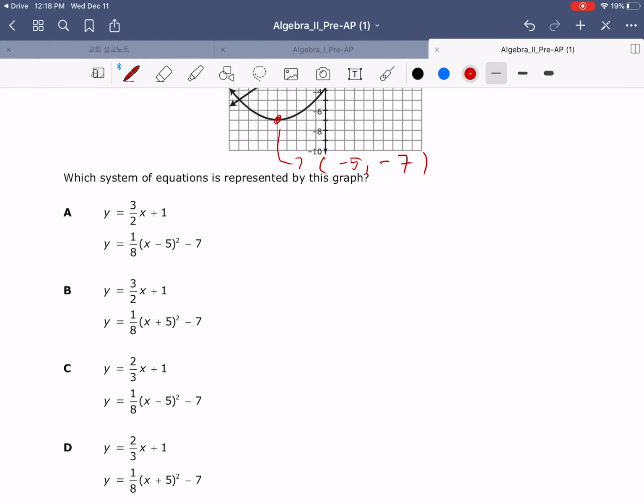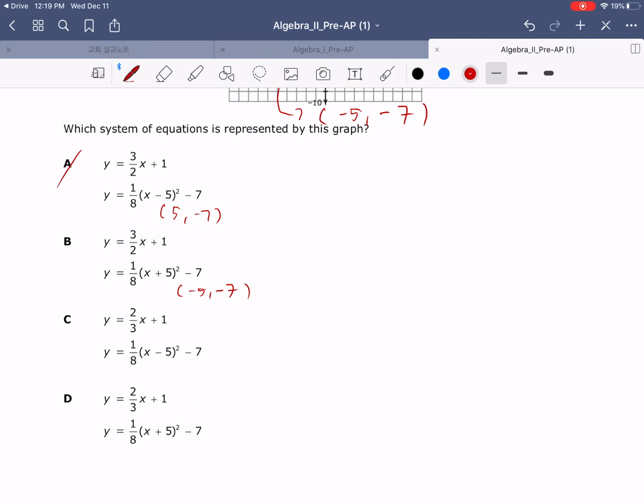So let's see which one has negative 5 and negative 7 as a vertex. This one, again, it should be opposite, so it has 5 and negative 7, so that's not going to be the answer. Yep, this one is negative 5 and negative 7, so that can be one of our answer choices. This one is 5, comma, negative 7 as a vertex, so that's not going to be the answer. This one is a what?